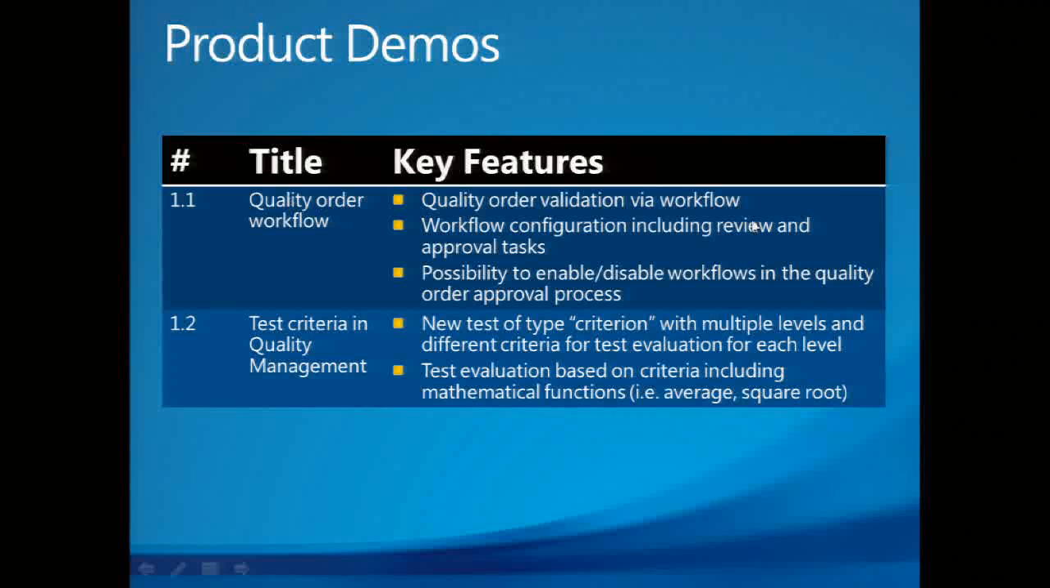First of all, the quality order workflow, as opposed to using the normal workflow, and very complex test criteria, for example, test type of type criterion, which is a new one compared to what is available today. Average, square root, and other mathematical functions are also required. The US Pharmacopoeia is a book that's this big, so we put in the rules that we could manage, of course.